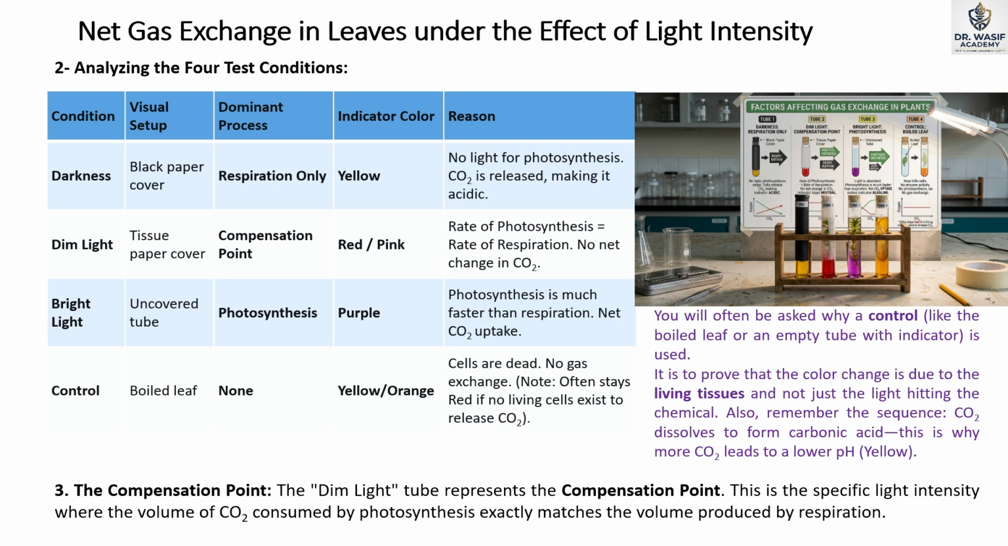A quick exam pro tip for you: if you are asked why the indicator turns yellow, remember the chemistry. Carbon dioxide dissolves in water to form carbonic acid. More acid means a lower pH, and a lower pH means a shift toward the yellow or orange color at the end of the scale. So always mention the pH change to secure extra marks.